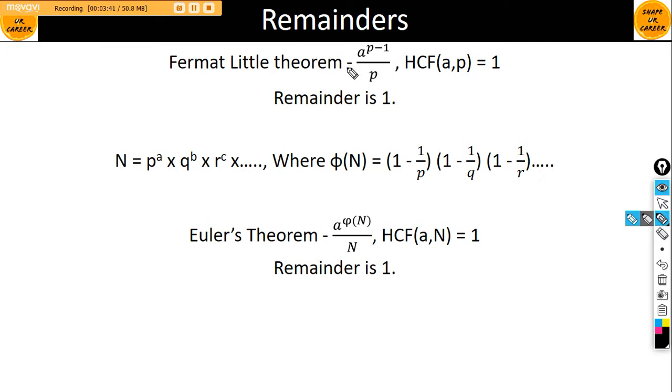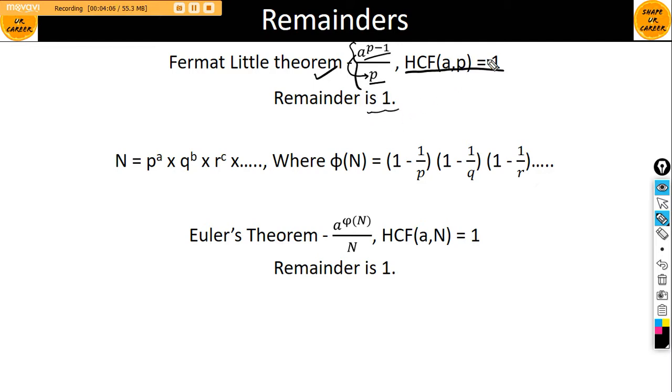There is one theorem called Fermat's little theorem. In this case, we can say a raised to power p minus 1, when divided by p, leaves a remainder of 1 if the HCF of a and p is 1, which means a and p are co-prime to each other. Only then can we use Fermat's little theorem, wherein a raised to power p minus 1 divided by p leaves a remainder of 1.